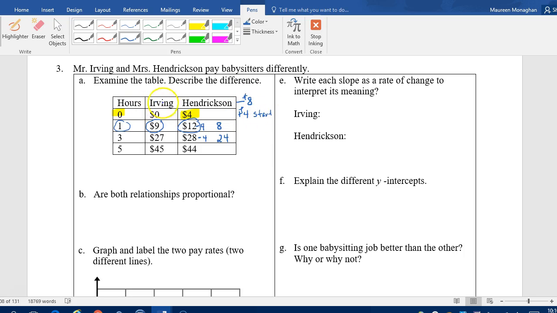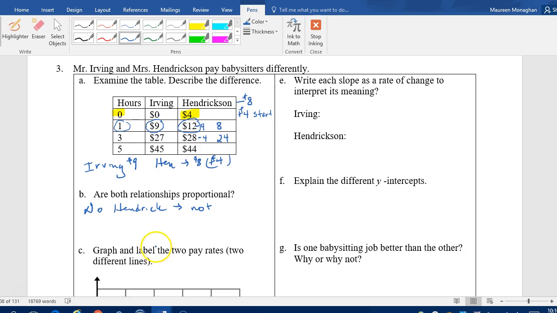So kind of keep that in mind. But Irving, since it's starting at 0, Irving actually pays $9 per hour. And Henriksen pays $8 per hour plus the $4. Kind of keep that in mind. Are both relationships proportional? No. Because, remember, to be proportional it has to start at 0. So Henriksen is not proportional.